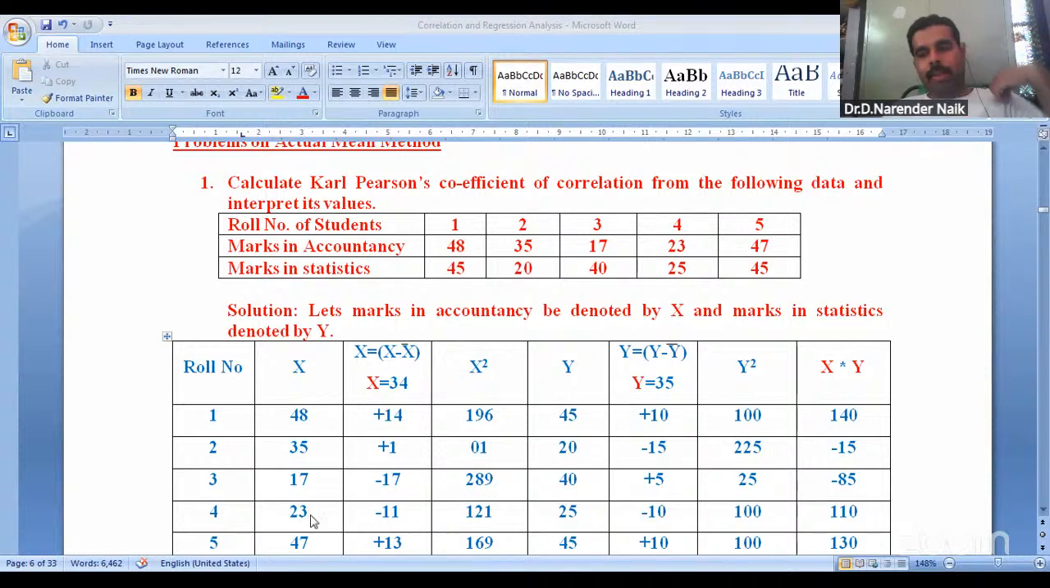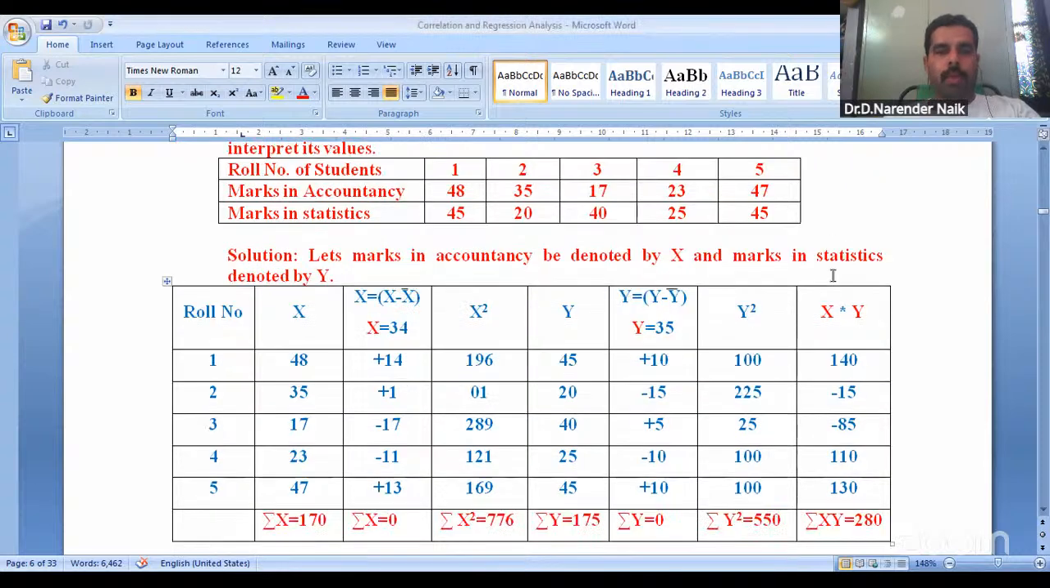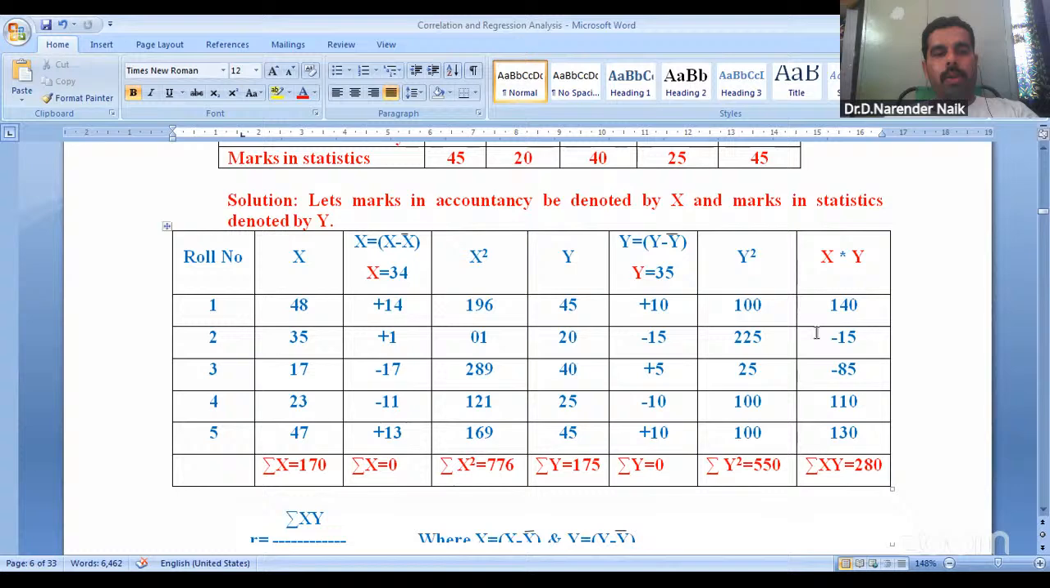So the question will be like this. After observing the question properly, first we have to decide whether this problem belongs to actual mean or assumed mean. Let marks in accountancy be denoted by X and marks in statistics be denoted by Y. I am copying the question here. X: 48, 35, 70, 23, 47. Then Y: 45, 20, 40, 25, 45.